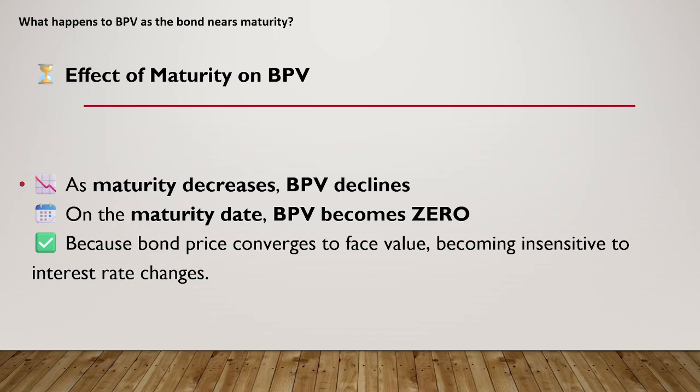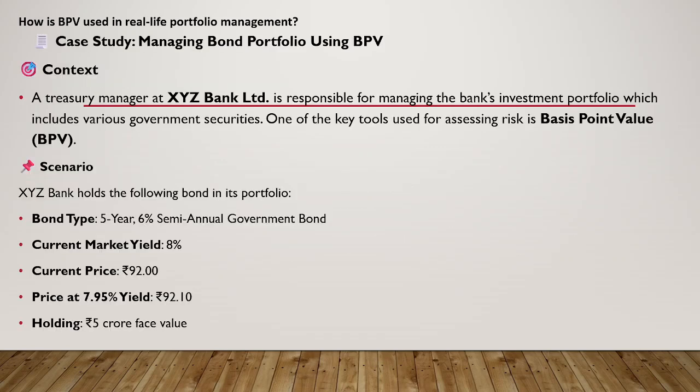How is BPV used in real-life portfolio management? Let's take a practical case. Imagine a treasury manager at XYZ Bank. They are managing a portfolio that includes a 5-year government bond with a 6% coupon. The bond is trading at 92 Indian rupees when yields are at 8%, and it rises to 92.10 Indian rupees when the yield drops to 7.95%.